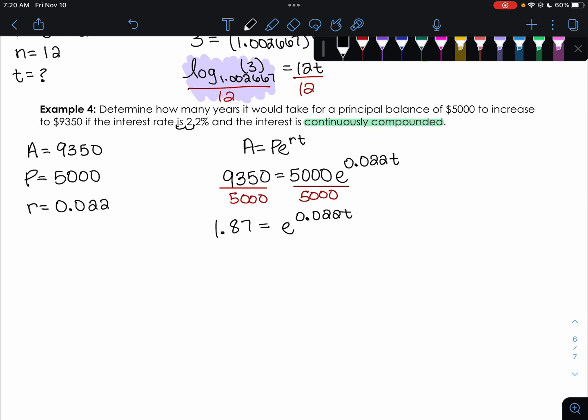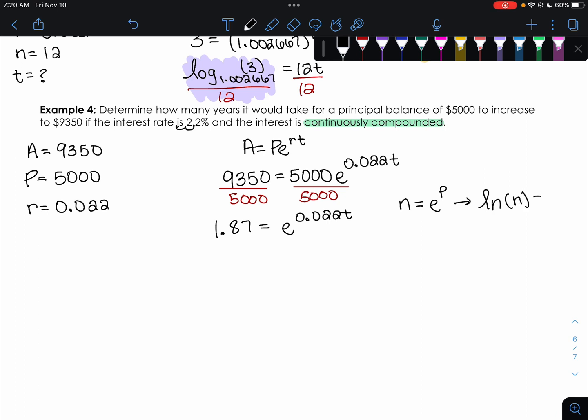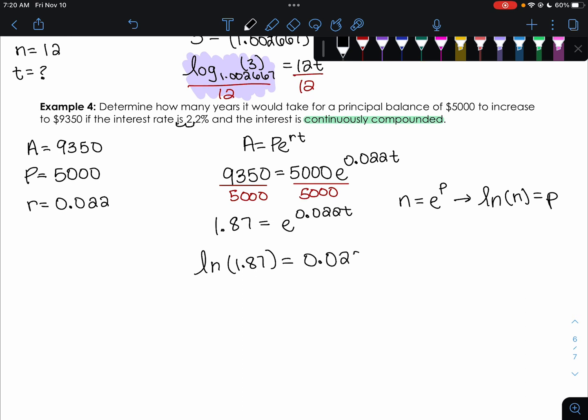From here, we need to switch it to log form. Because our base is e, currently we have a number equals e to a power. When we convert that, it becomes the natural log of a number equals the power, because the natural log is base e. So we're going to have the natural log of 1.87 equals 0.022t. Before we type that in, we're going to divide by the 0.022 to save us some time on typing it all in at the same time.